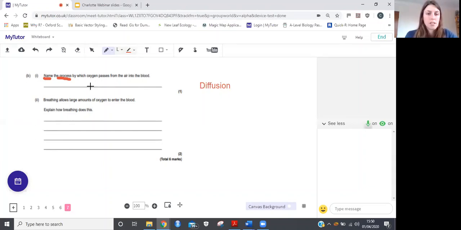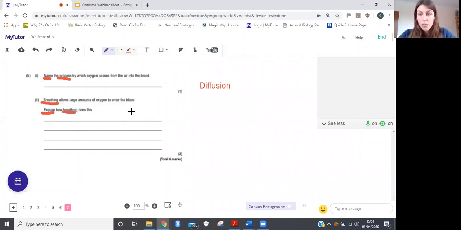Okay, let's underline the key parts of B part 2 there. So breathing allows large amounts of oxygen to enter the blood. We've just heard that in part A, haven't we? Large amounts of oxygen entering the blood. But here they're talking about breathing. Explain how breathing does this.